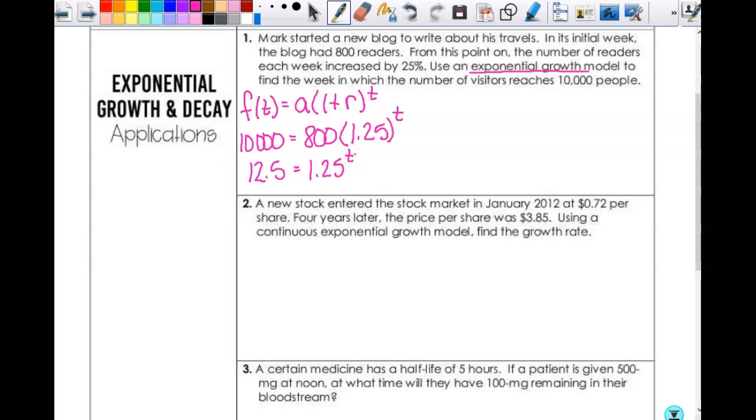What would I need to do next? Log of both sides. I got to get t out of the exponent. So I'm going to take the natural log of 12.5. That equals the natural log of 1.25 to the t power, right? So then that t gets to come out front now, right? So I get the natural log of 12.5 equals t times the natural log of 1.25. Then what do I do? Divide. So natural log of 12.5 divided by the natural log of 1.25 equals t.